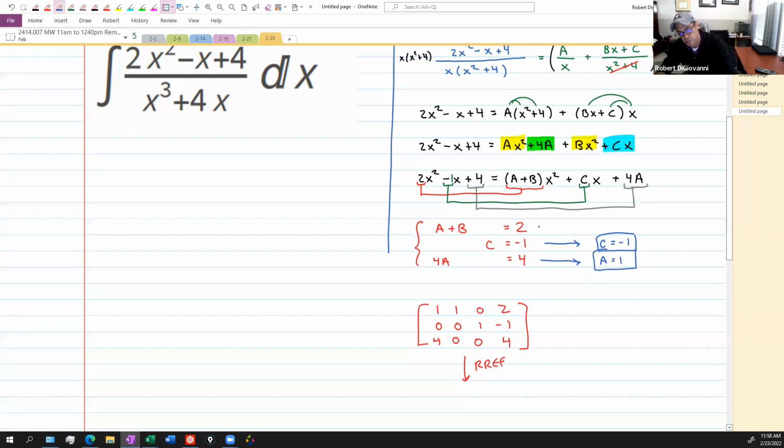And now to get this one, I already know that A is 1, right? I just found that A was 1. So I know that this is really 1 plus B equals 2. And if I subtract 1 from both sides, I get B is 2.